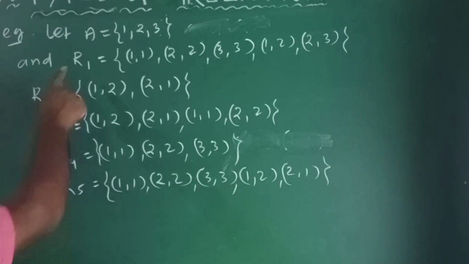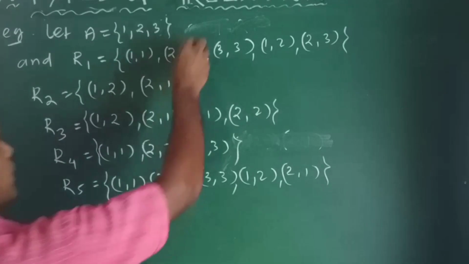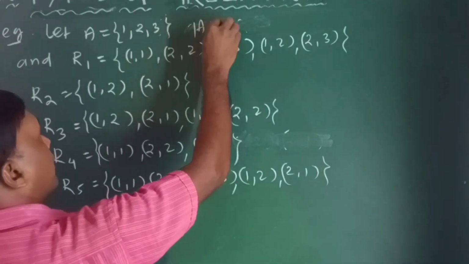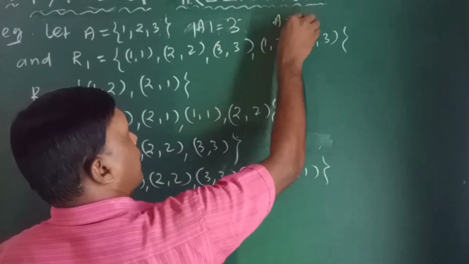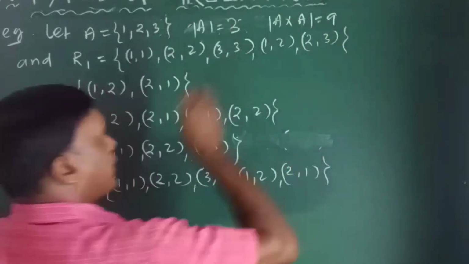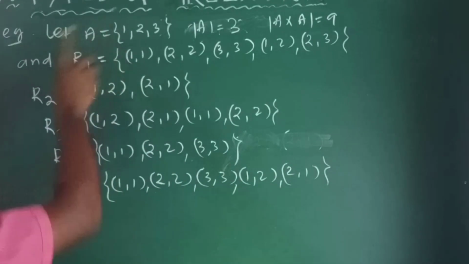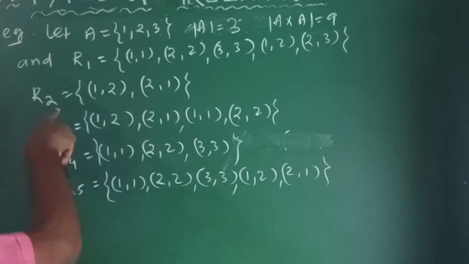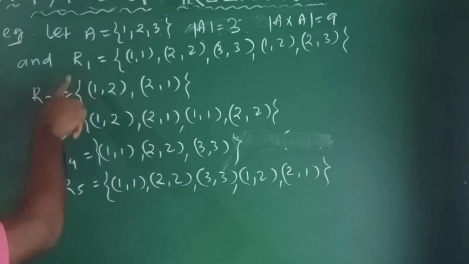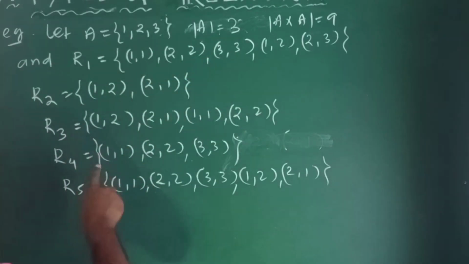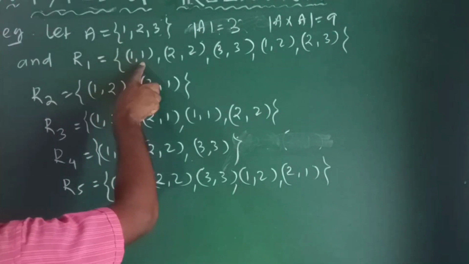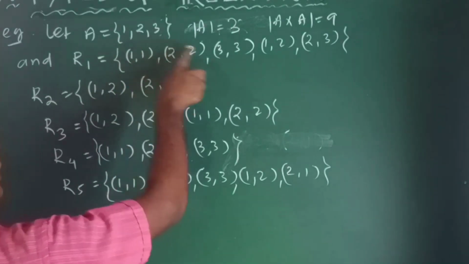Now example, let A equal {1, 2, 3}. That means the cardinality of A is 3, so the cardinality of A cross A is equal to 9. That means there are 9 elements in A cross A. I have taken some examples here. The first one, R1 is {(1,1), (2,2), (3,3), (1,2), (2,3)}. Look at here: 1 is related to 1, 2 is related to 2, 3 is related to 3.